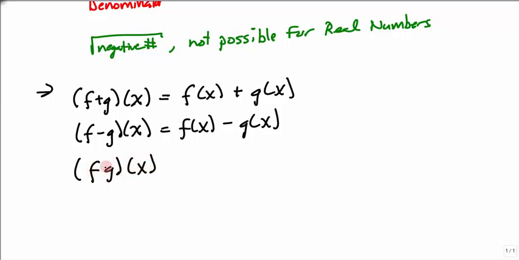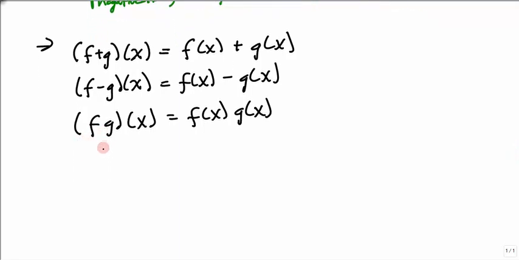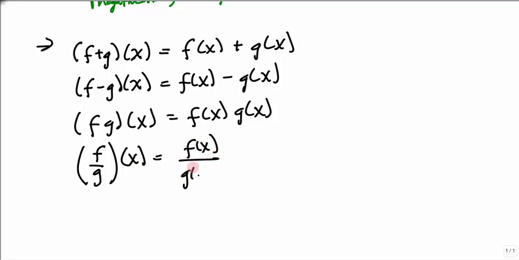Same thing works with multiplication, fg of x. Remember, when your variables are written together, it means to multiply. This just means f of x times g of x. And now we also have division. With division, this is the one that we need to be careful of. For instance, we might have f divided by g of x. This is just equal to f of x divided by g of x.